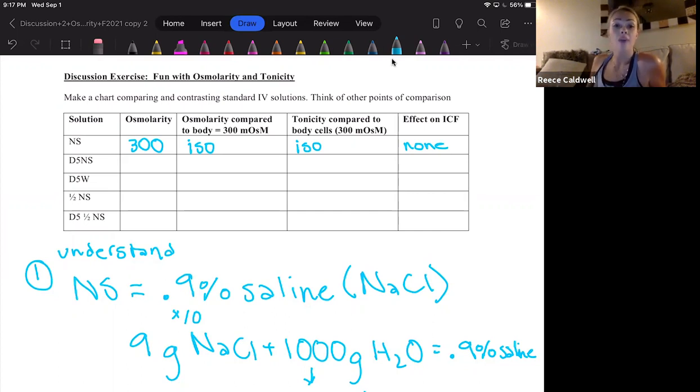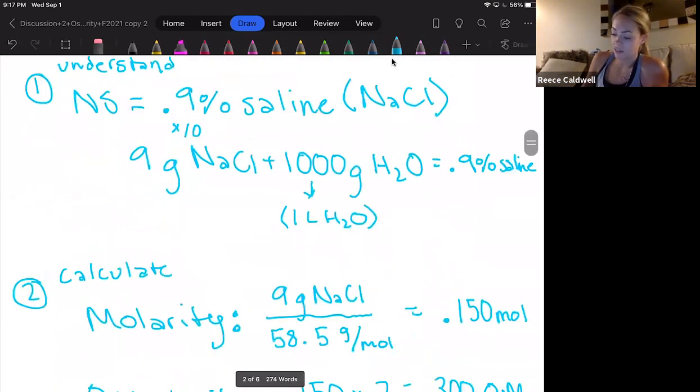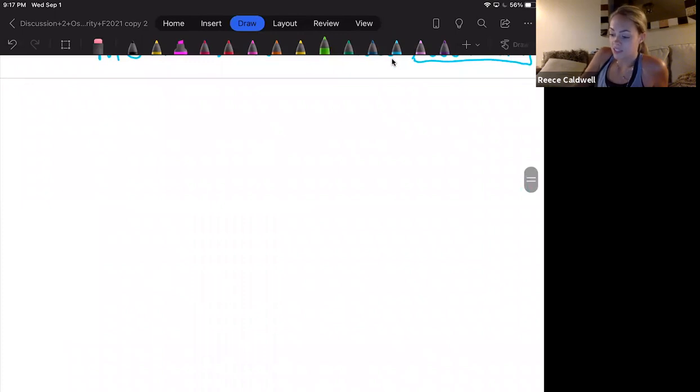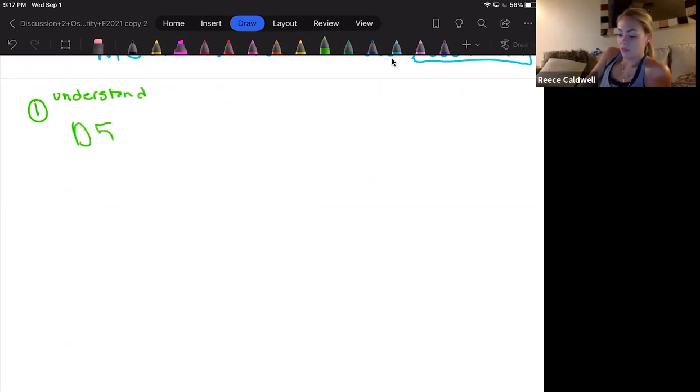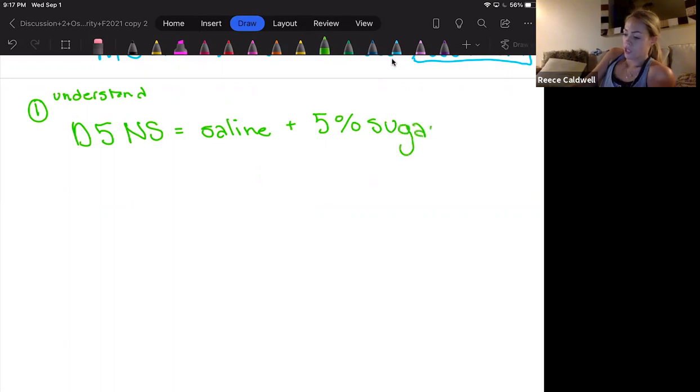So now we're going to hop into the next one, D5 normal saline. So we're going to knock this out in the same method as before. First, we're going to understand what that is. So let's understand what D5 normal saline is. What it is, is saline plus 5% sugar or glucose.